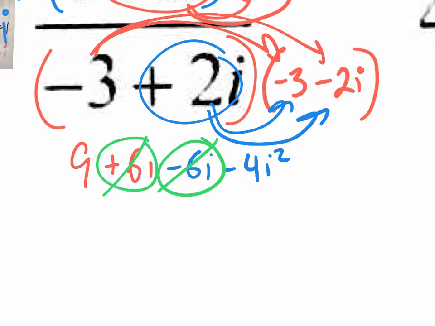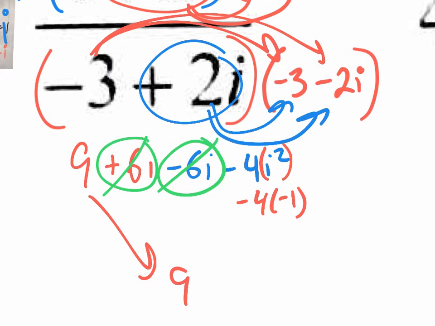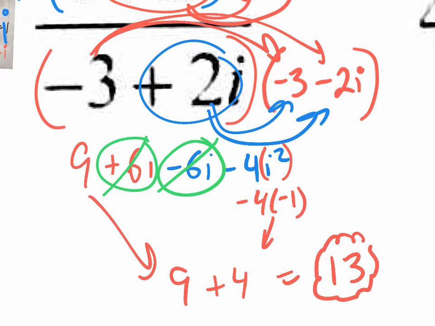After you do this so many times, you'll be able to skip the multiplication of the middle values because they're going to cancel out. But anyway, i squared is really a negative 1. So you really have a negative 4 times negative 1. So what we really have here is 9 plus 4, because a negative 4 times negative 1 is positive 4. 9 plus 4 is 13. So this is our denominator.